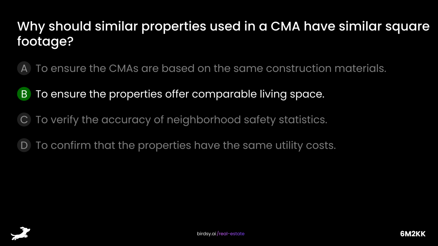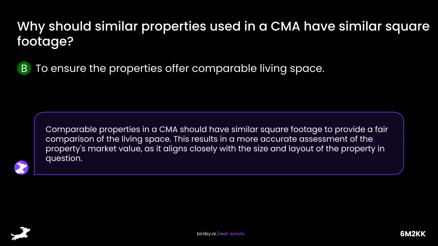The answer is B, to ensure the properties offer comparable living space. Comparable properties in a CMA should have similar square footage to provide a fair comparison of the living space. This results in a more accurate assessment of the property's market value as it aligns closely with the size and layout of the property in question.